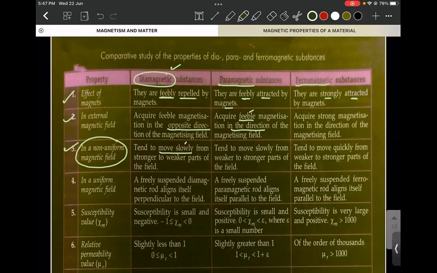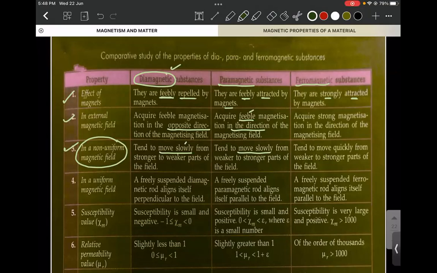Whereas a paramagnetic substance tends to move slowly from weaker to stronger parts. If you place a paramagnetic substance between the North Pole and South Pole like this, it starts turning towards the direction of the magnetic field. Whereas a ferromagnetic substance, if you place it like this, will instantly turn like this. Whereas paramagnetic will take some time and turn slowly like this.